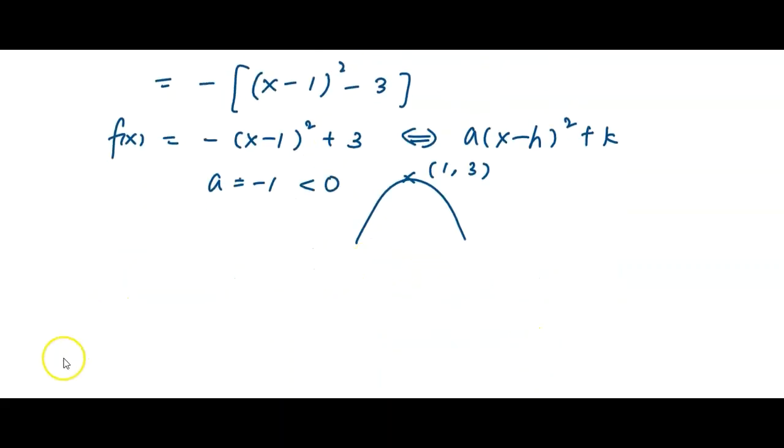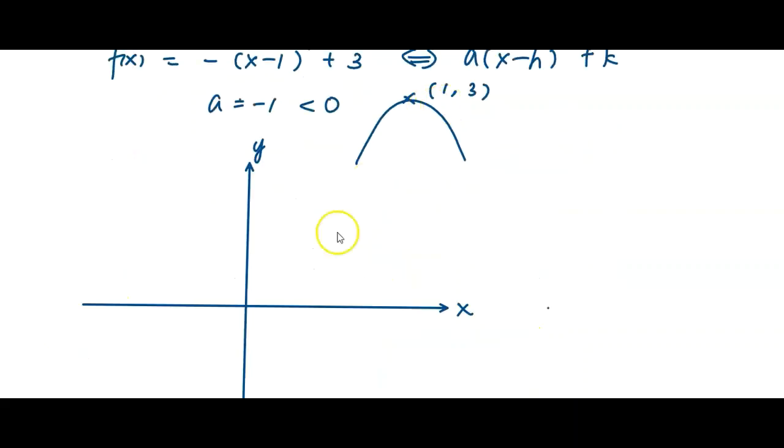Now we can sketch the graph on our Cartesian plane. We plot the maximum point first, 1, 3, and the graph might be in this shape. It's a parabola shape, and now you can see that your graph passes through the x-axis. You can actually get this value by letting your y equal to 0.